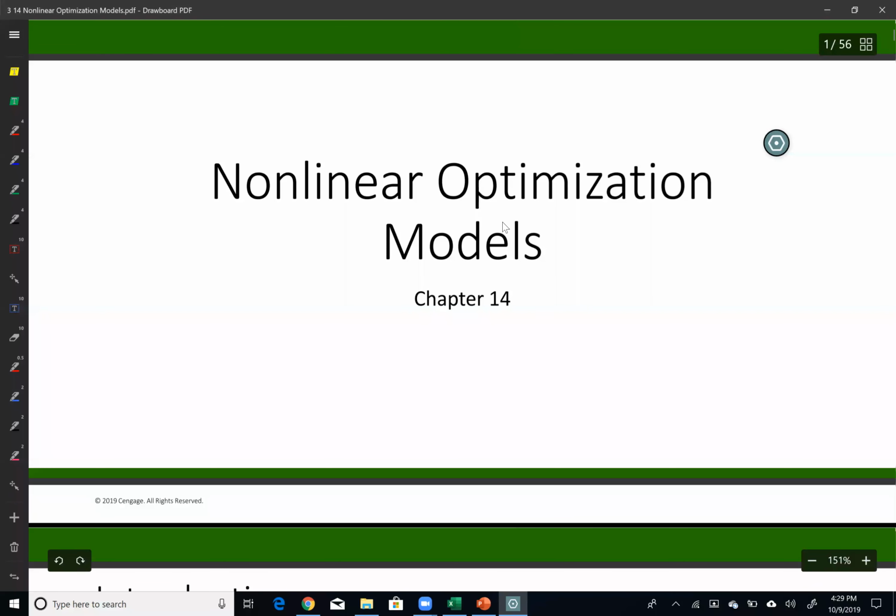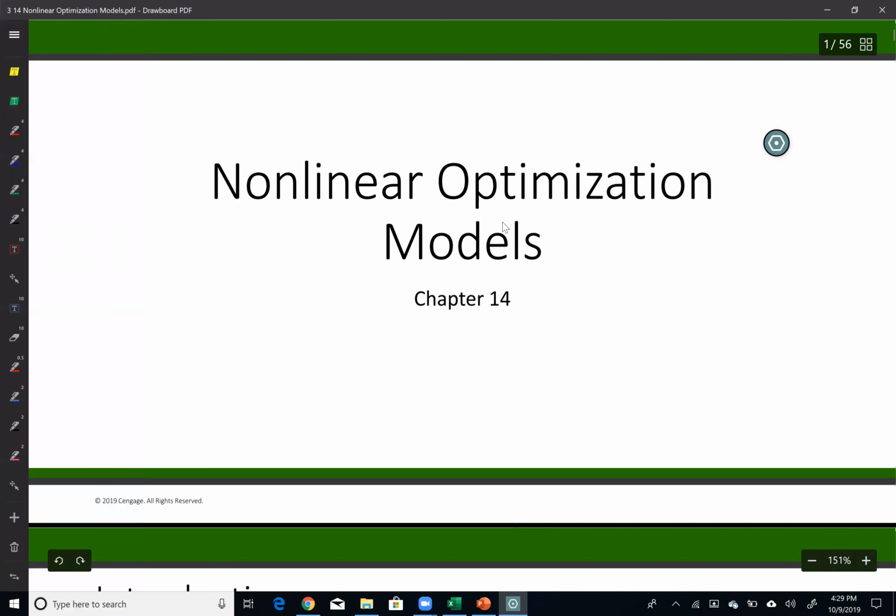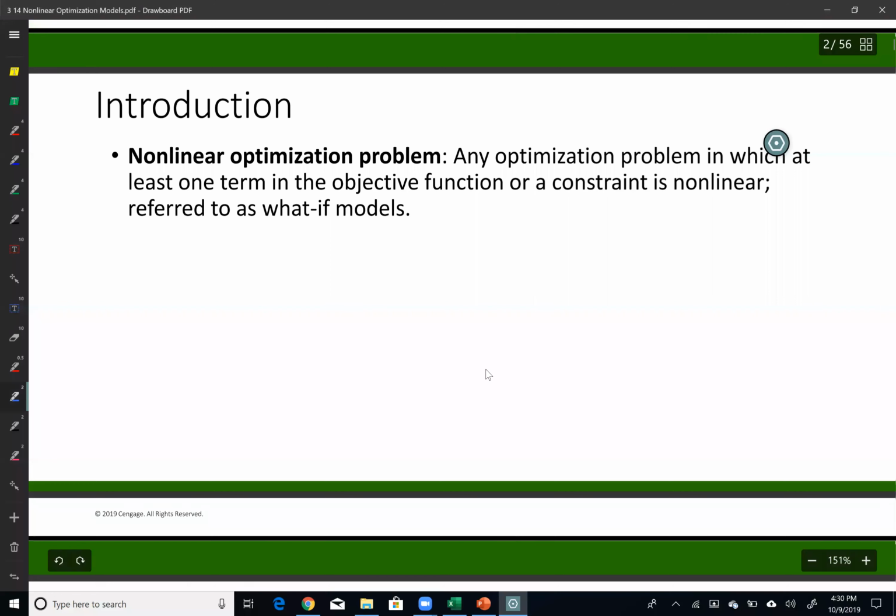Today I would like to talk about nonlinear optimization problems. Before this video, we talked about other types of optimization models, starting with linear programming, and then we moved into integer linear programming. In this video, I would like to talk about nonlinear programming. Nonlinear programs are optimization models where at least one of these should be nonlinear, either the objective function or at least one of the constraints.